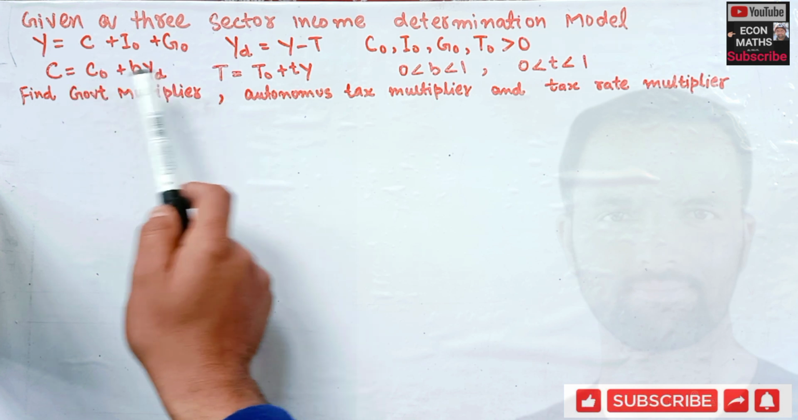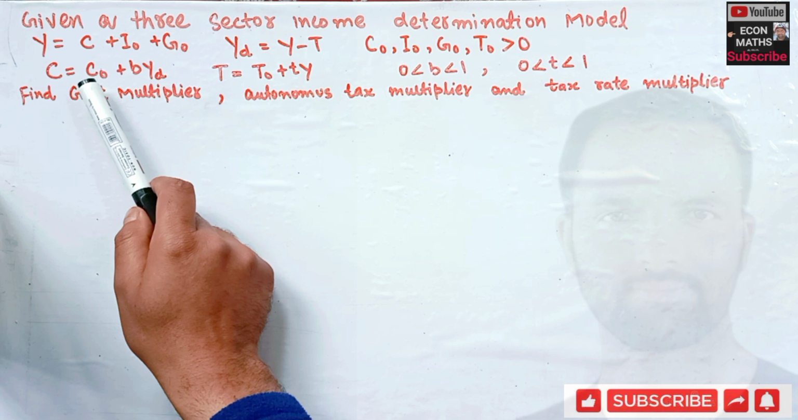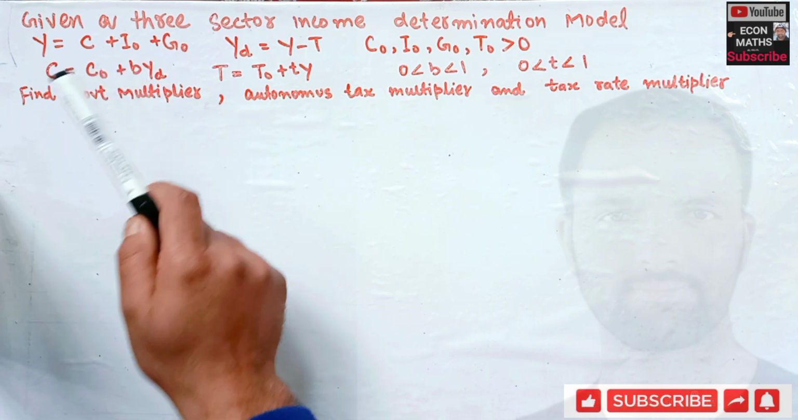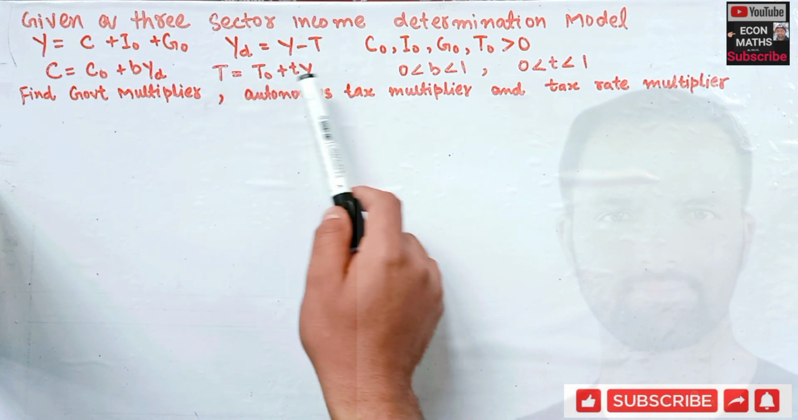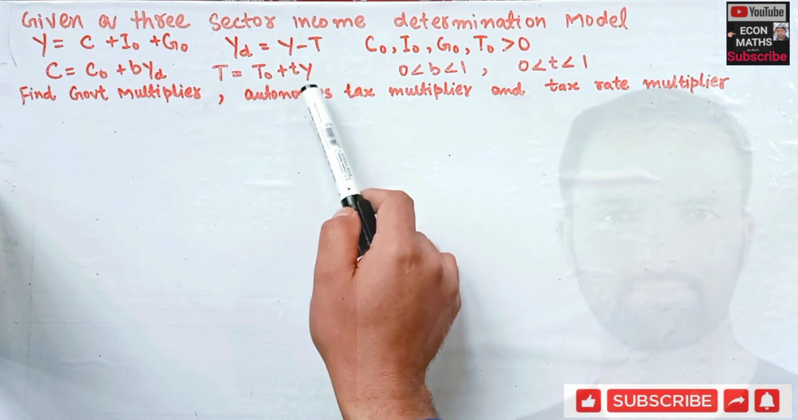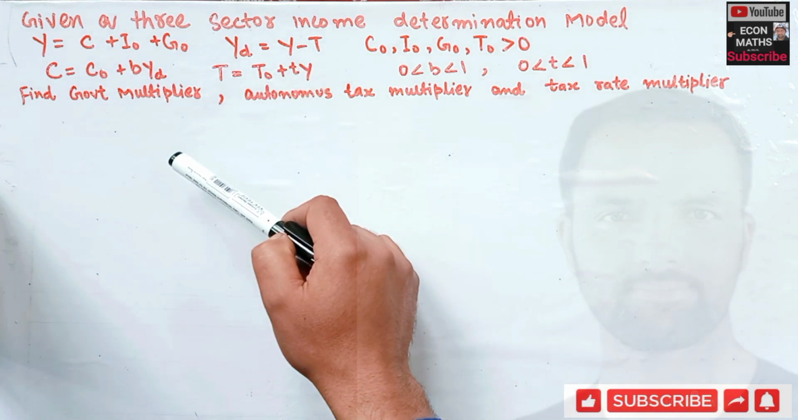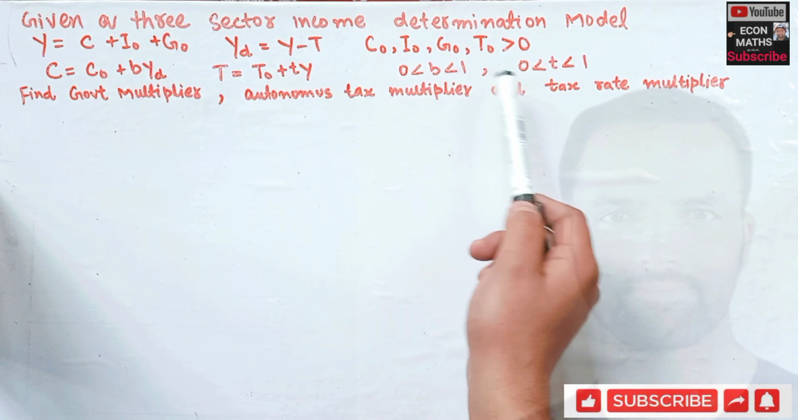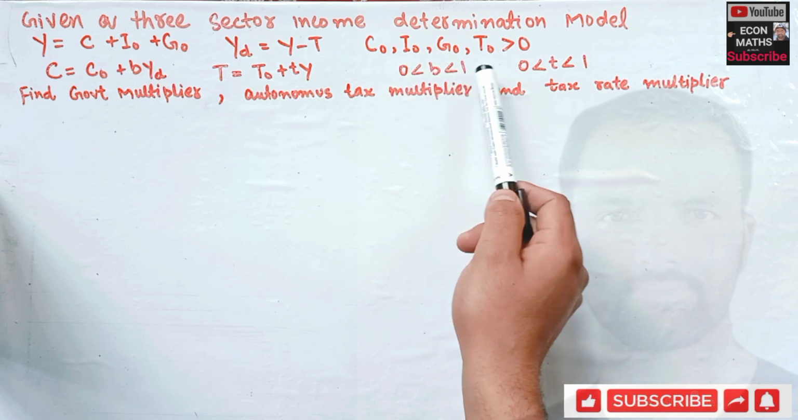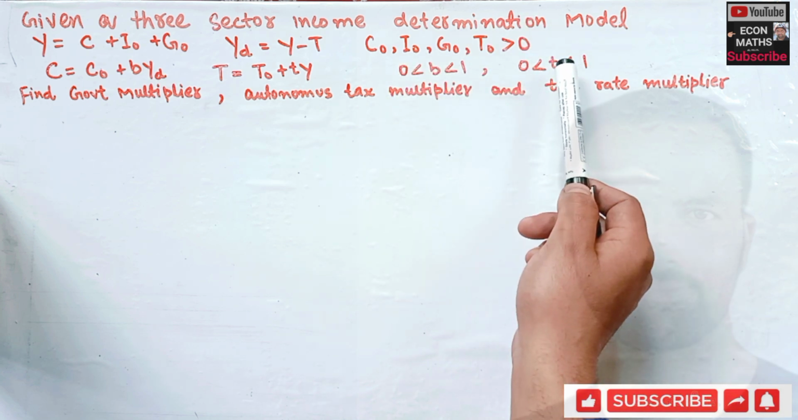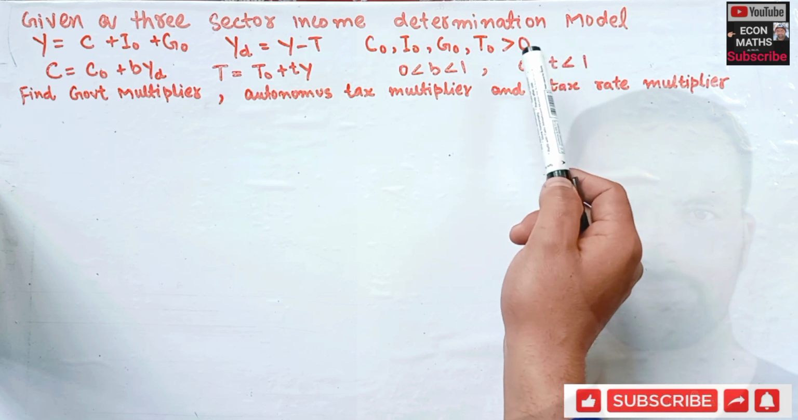And the consumption function is given by C is equal to C naught plus B YD, where C naught is autonomous consumption, B is the marginal propensity to consume and YD is the disposable income. And tax is given by the relationship T is equal to T naught plus TY, where T naught is the autonomous tax and T is the marginal tax rate on income. Okay, and this B, the MPC, lies between 0 and 1, and the marginal tax rate lies between 0 and 1.